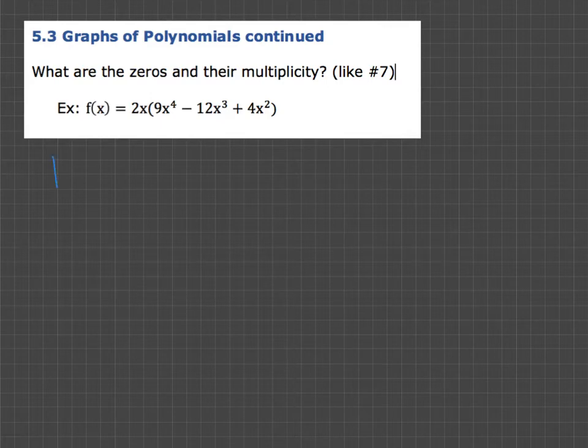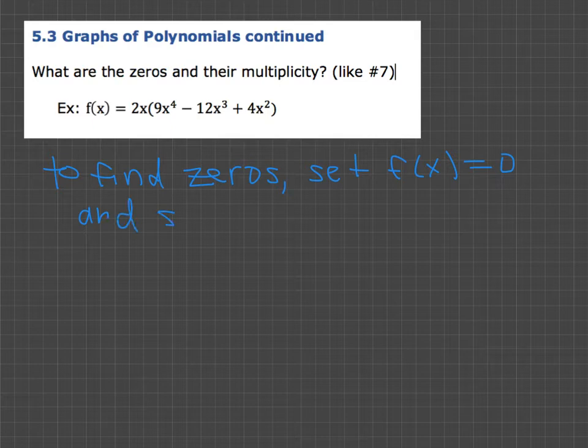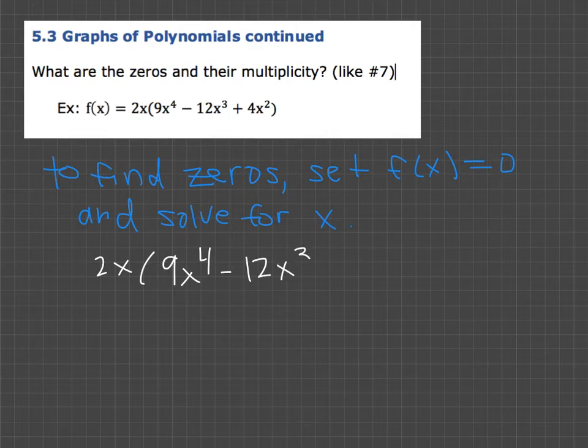To find zeros, we are going to set the function equal to 0 and solve for x. All right, and remember, if we get real zeros, those are x-intercepts. So let's take our function, 2x times 9x to the 4th minus 12x cubed plus 4x squared. And we're going to set that equal to 0.